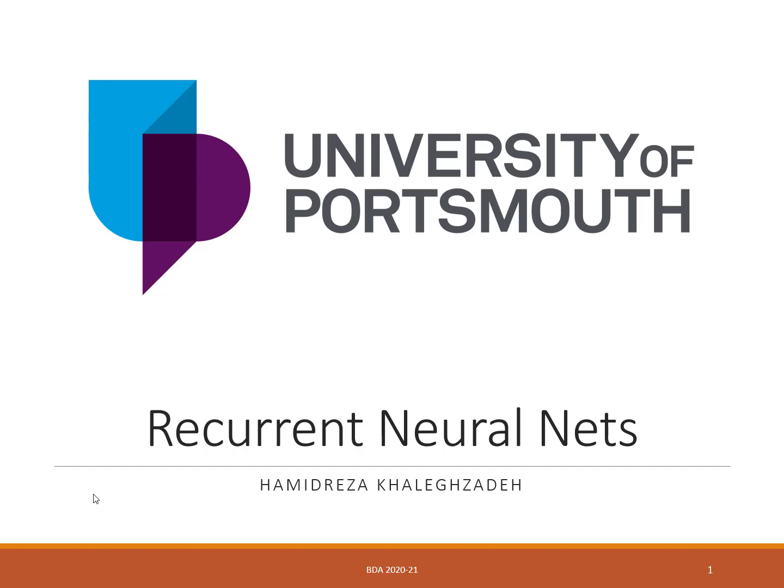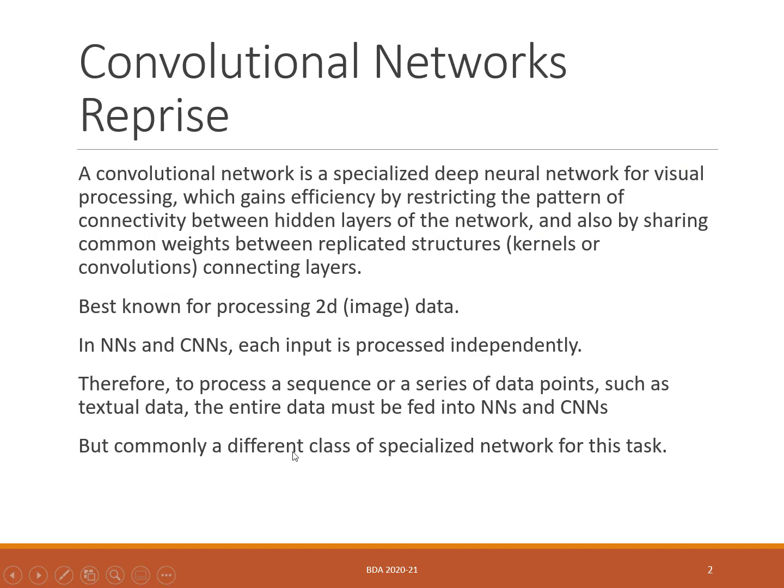Hello everyone. In today's lecture, we will cover another variant of neural networks named recurrent neural networks. In previous weeks, we studied convolutional neural networks for computer vision. As discussed, CNNs apply filters to the input images to generate the feature maps by extracting different features like edges, vertical lines, horizontal lines, etc.